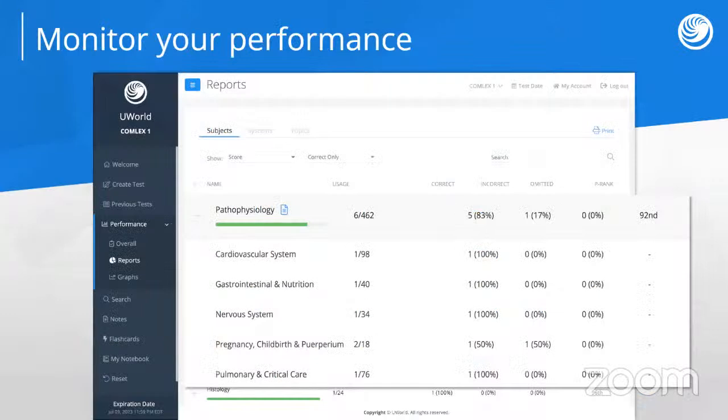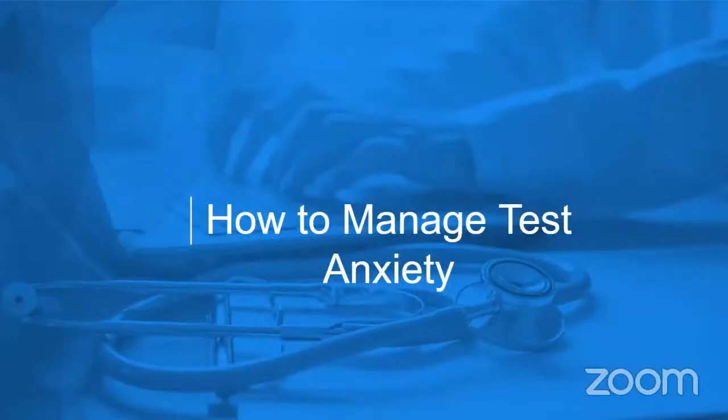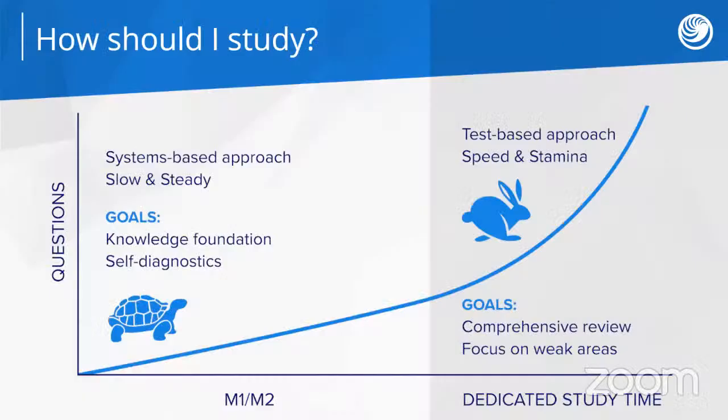We don't recommend you going through previous tests until you've worked through the entire question bank at least one time. All right, so let's get through how to manage your test anxiety. And what does that look like? Well, that looks like how you study.